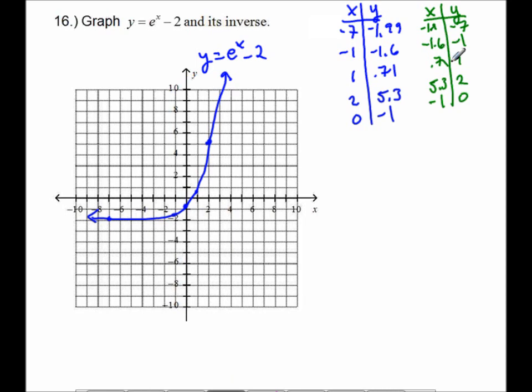So now let's graph our inverse. For the inverse we're going to have -1.9, -7, so -1.9, and then -7 is down here, so roughly here, and then -1.6, and -1, roughly right here, -1 and 0, and then 7.71 and 1, so roughly right about here, and then 5.3 and 2, right about here. So then we get a graph that looks like this.